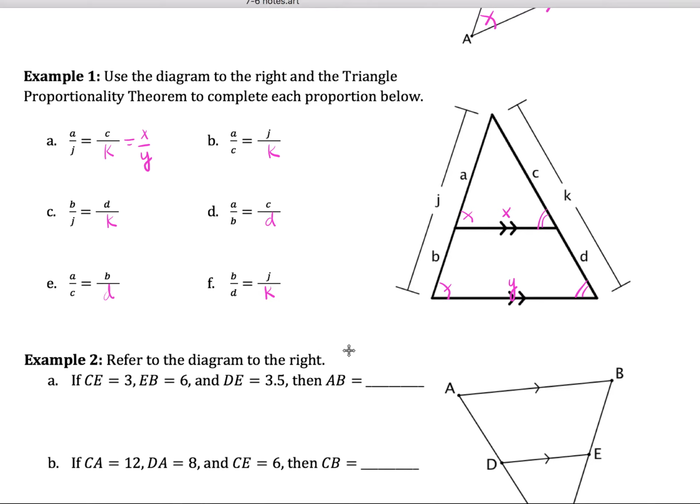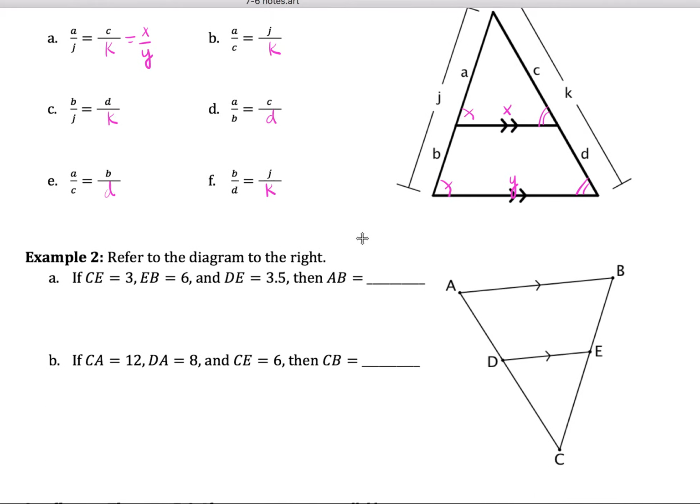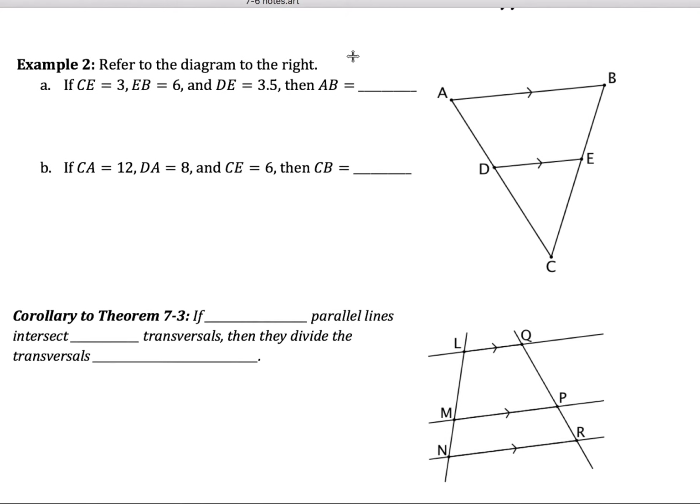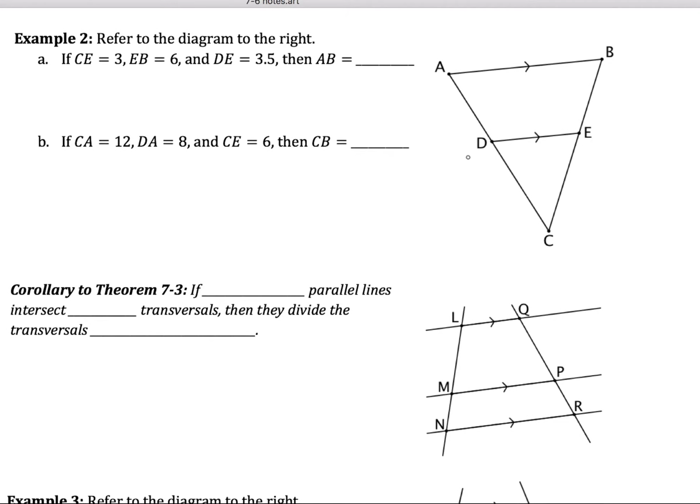Example 2, we're going to actually throw some numbers on a diagram like that, and we're going to see what the triangle proportionality theorem would allow us to conclude about some side lengths here. So to start with, we notice again we have that situation of a segment parallel to one side of a triangle and intersecting the other two sides. And we have some side lengths that we can put on here. We have the length of CE is given to us as 3, the length of EB given to us as 6, the length of DE given to us as 3.5, and we are supposed to find the length of AB.